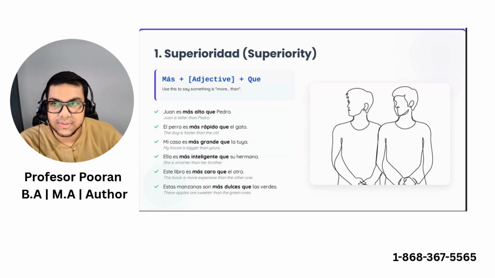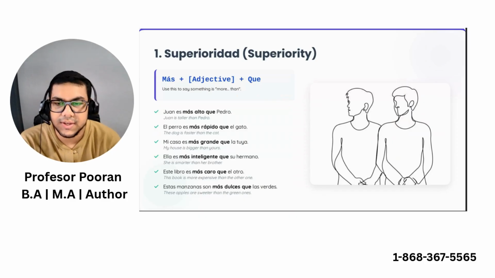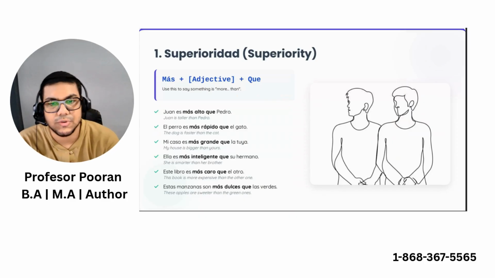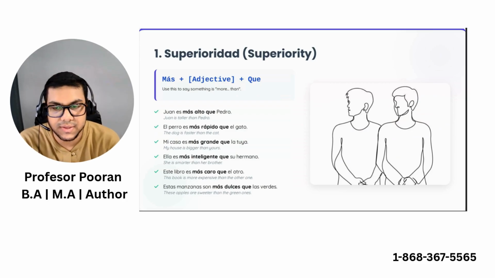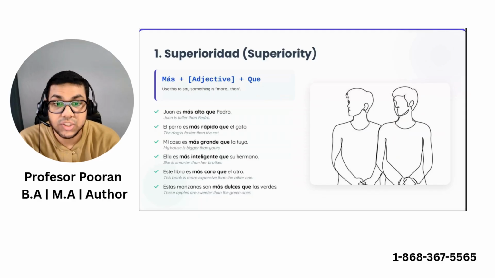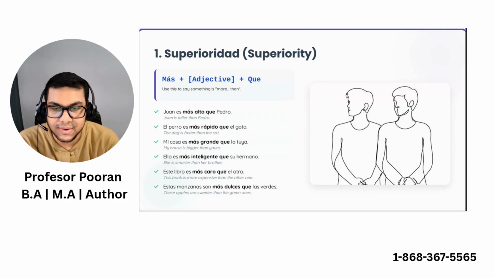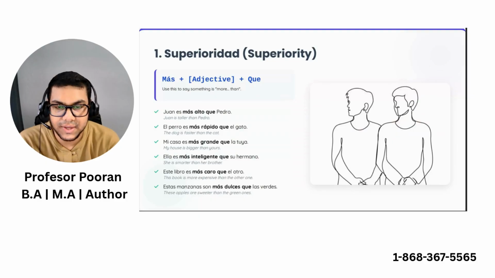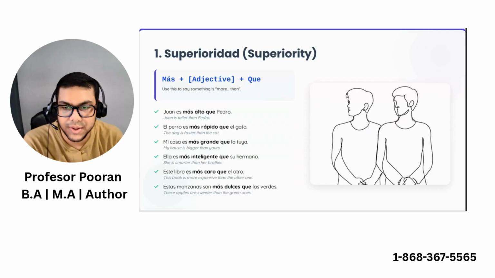So when we look at superiority, this basically tells us that something is bigger than, something is more than. And the structure is más plus an adjective plus que, which literally means more something than. So again, we don't have that bigger, or that ER being attached. So it's just simply más adjective que. So I have some examples here and we can go through them.